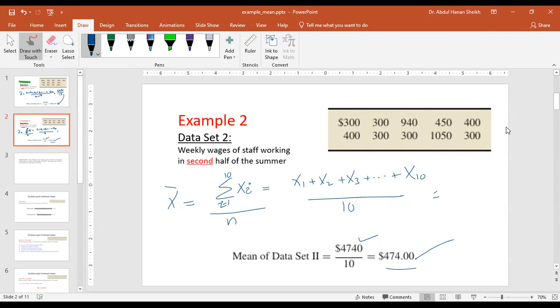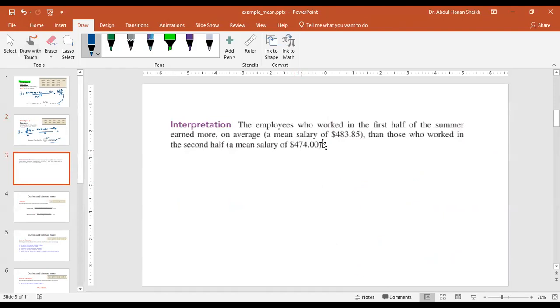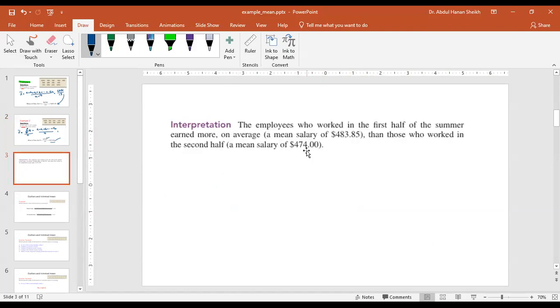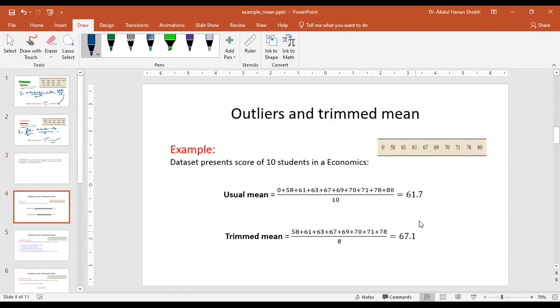Okay. This is the interpretation from these two examples. So this is what we just tried to say. For employees who worked in the first half of the summer, their mean salary is 483, and for those who worked in the second half, their mean salary is 474. So this is how we interpret, or try to know, what information this mean gives us.